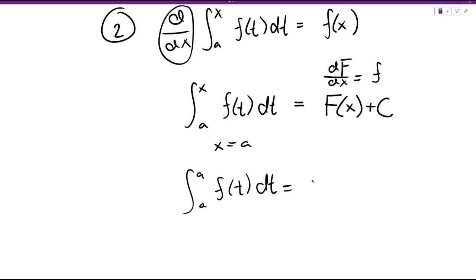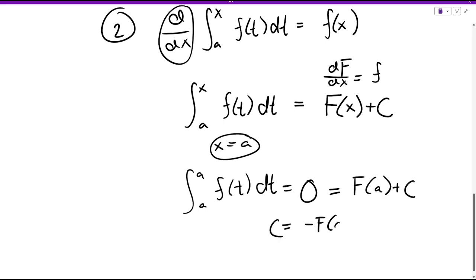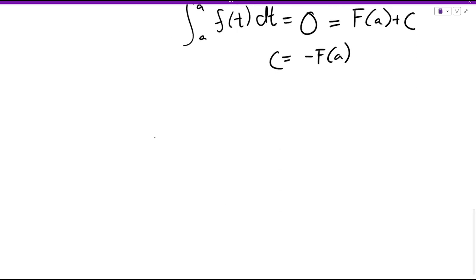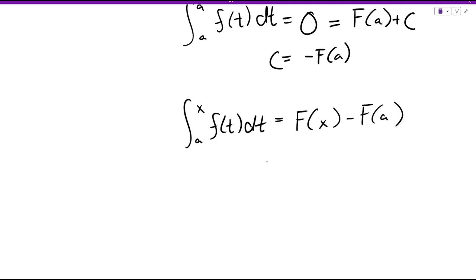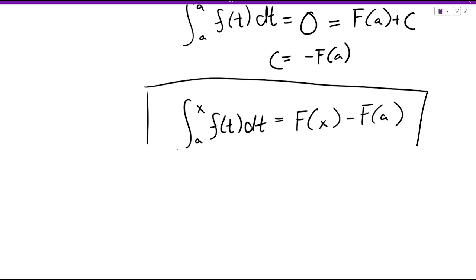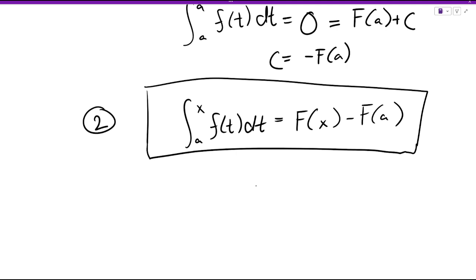So let's plug that in. This is 0 is equal to, and we plugged in x equals a, remember. So you get big F of a plus c, which means c is equal to negative big F of a. Now if we plug this back in, the integral from a to x of f of t dt is equal to big F of x minus big F of a. This is the second part of the fundamental theorem of calculus.